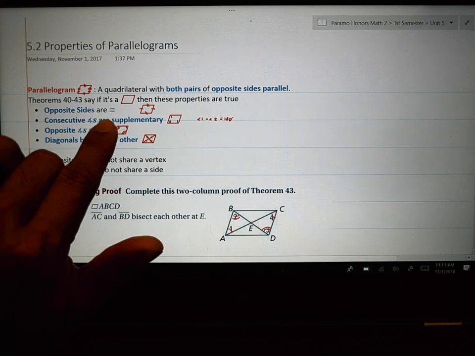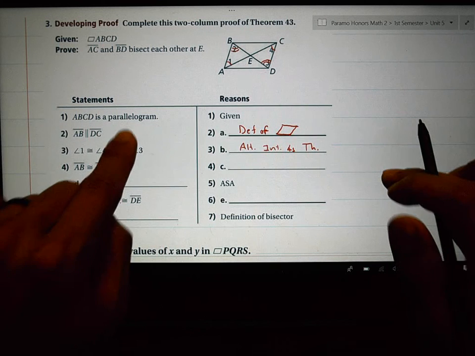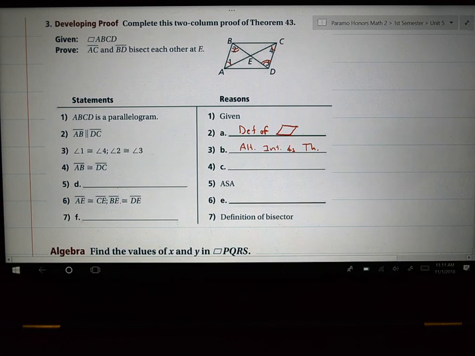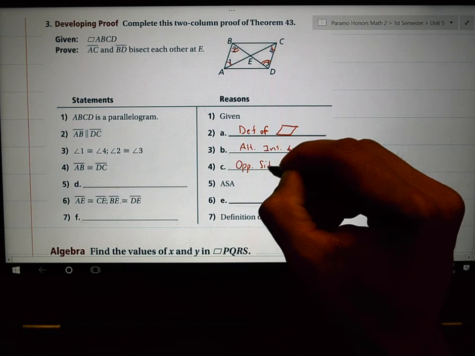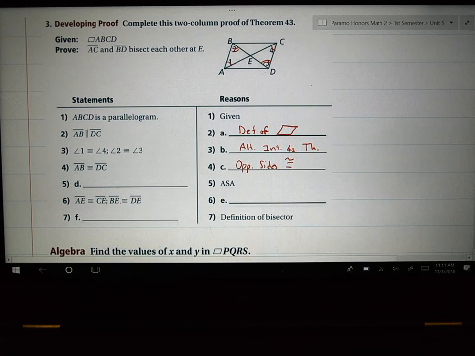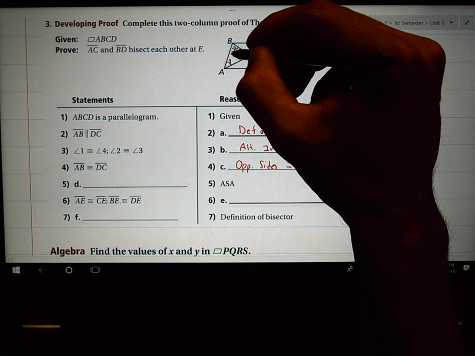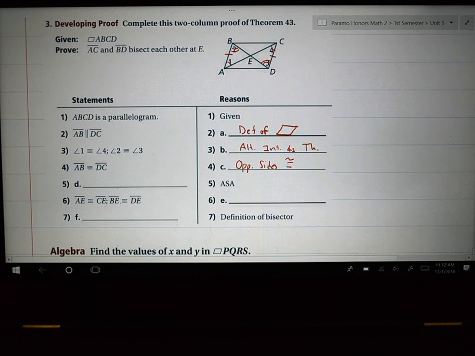Opposite sides are congruent. We've already said that it's a parallelogram, so we don't need to say because it's a parallelogram, the opposite sides are congruent in a parallelogram. You could say in a parallelogram if you wanted to, but the opposite sides are congruent. We've already stated that it is a parallelogram. Which now makes this in the picture AB congruent to DC.